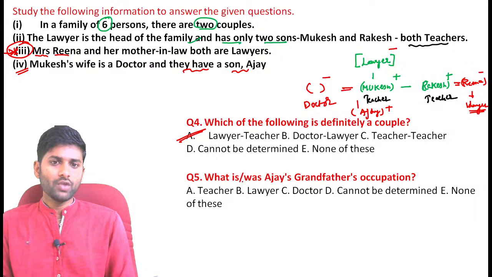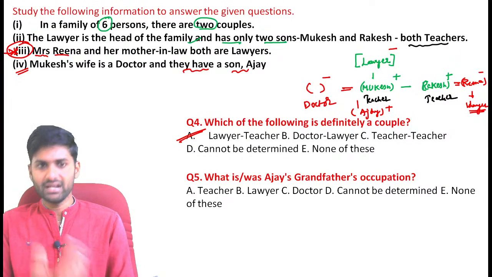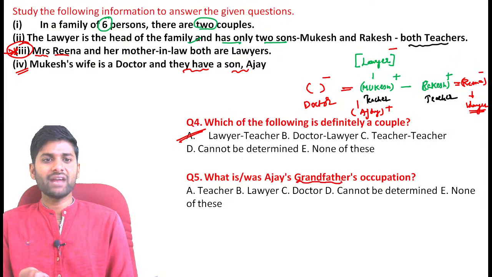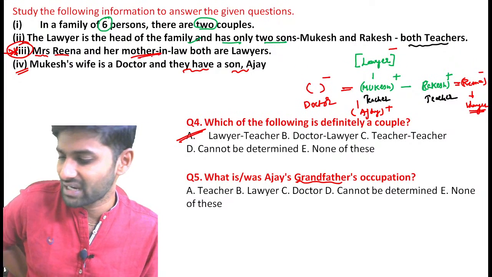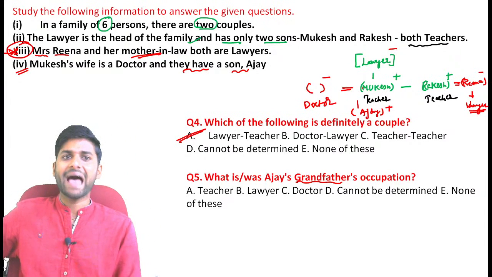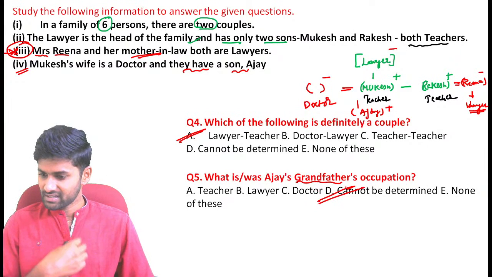Second one. What was Ajay's grandfather's occupation? See, guys, Ajay's grandmother information is available, but here they deal with the grandfather. We already know that the lawyer is the female candidate. Why? Because they deal with the mother-in-law, guys. Then don't choose any particular answer. The answer is can't be determined. Very good.